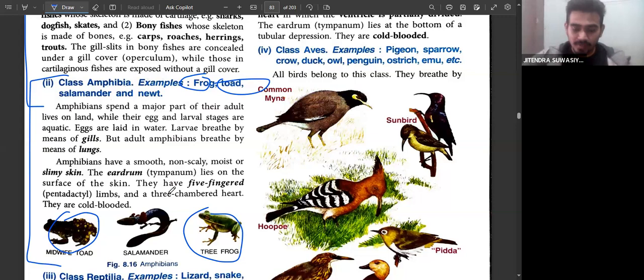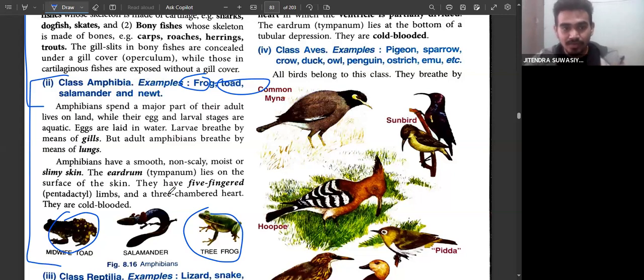They produce a lot of sperm in the water, and any female which comes into contact with that sperm will get fertilized. So there is a very minute chance that the animal gets fertilization. In amphibians also, whatever eggs they lay in the water, their larvae breathe by means of gills.